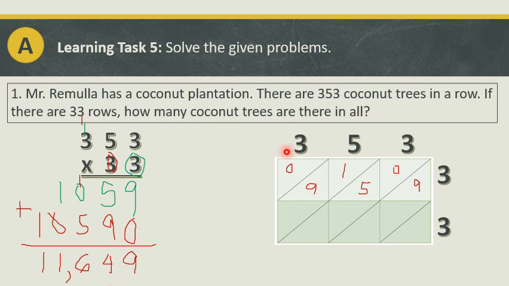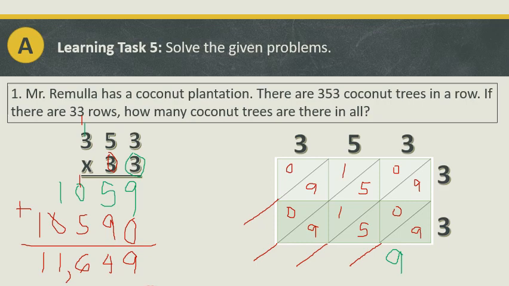Tapos naman tayo sa baba. So, 3 times 3 is 9. So, ito ay 0, 9. Then, 5 times 3 is 15. So, 1, 5. Then, yung last is 3 times 3 is 9. So, ito ay 0, 9. So, extend natin yung lines natin, kasi mag-a-add na tayo. Ito ay walang kapartner, so siya na yung nandito sa dulo.